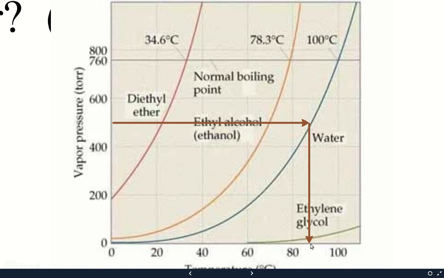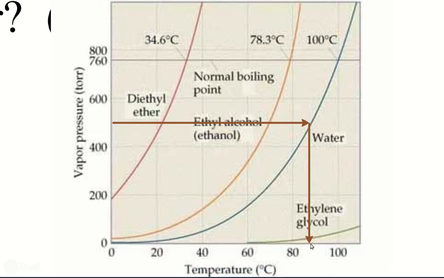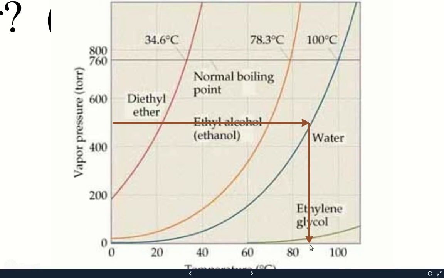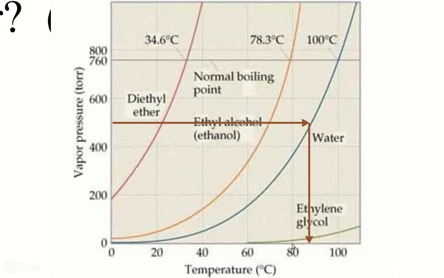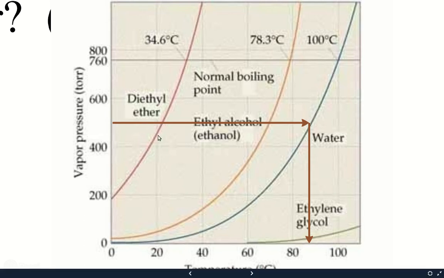So what would the boiling point of water be at 400 torr? Well, I go over here, I find 400, I go across the chart until I hit water, I go down and read it, and it's somewhere like 82. So what's the boiling point of diethyl ether at 500 torr? There's the diethyl ether line. So there's 500, you go across, you hit diethyl ether, go down and read it. It's around 22 degrees Celsius.